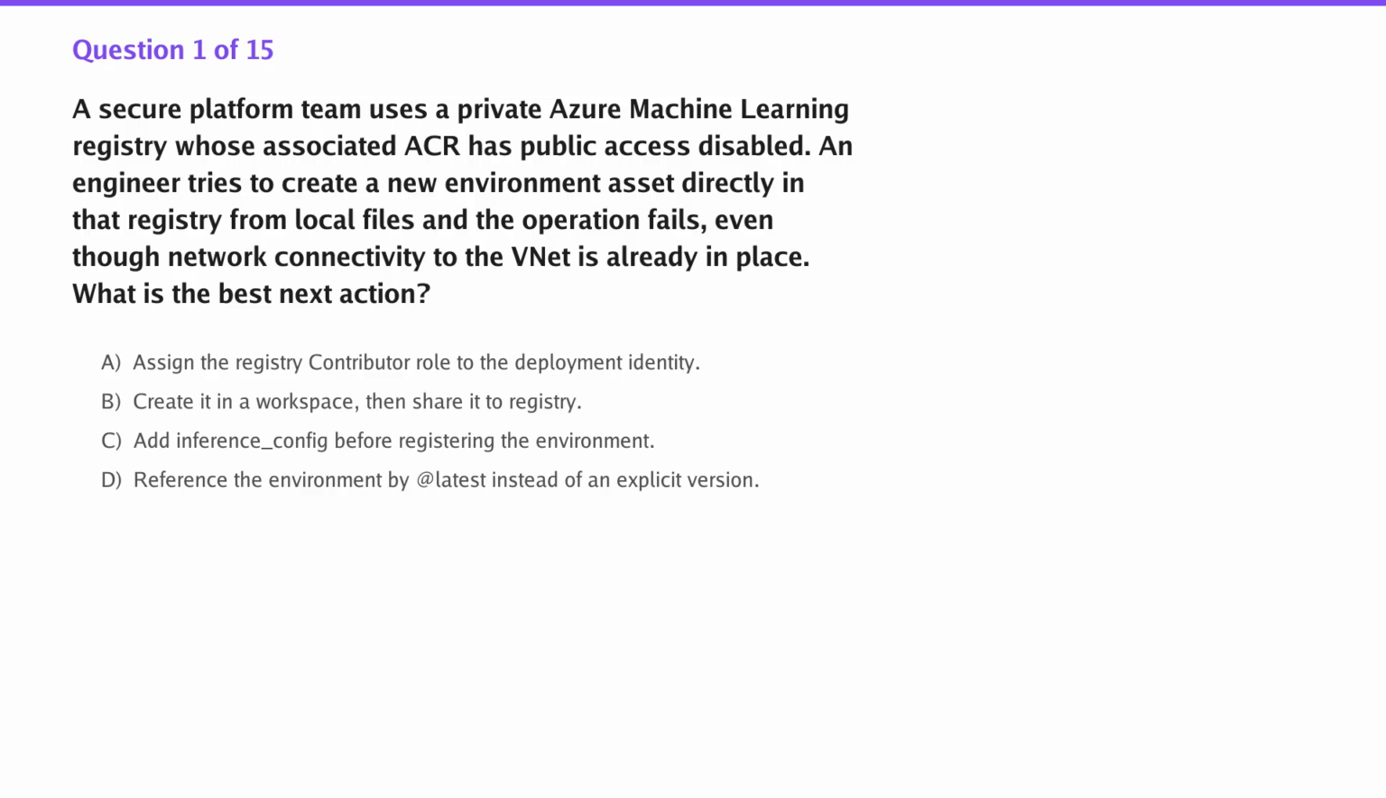Option A, assign the registry contributor role to the deployment identity. Option B, create it in a workspace, then share it to registry. Option C, add inference_config before registering the environment. Option D, reference the environment by at latest instead of an explicit version. The correct answer is option B, create it in a workspace, then share it to registry.